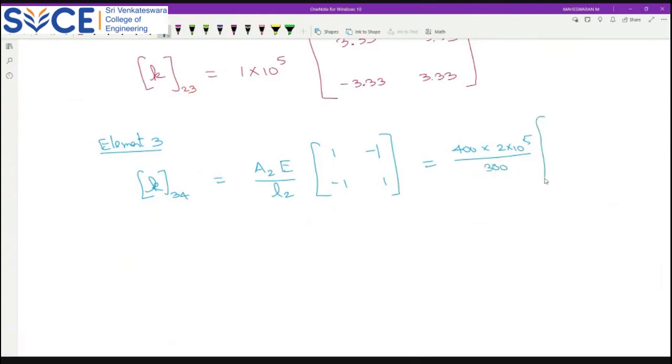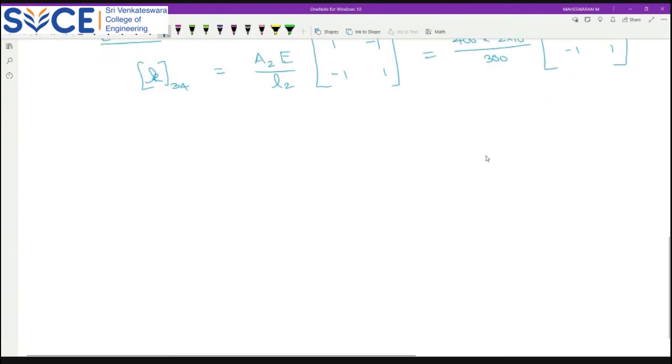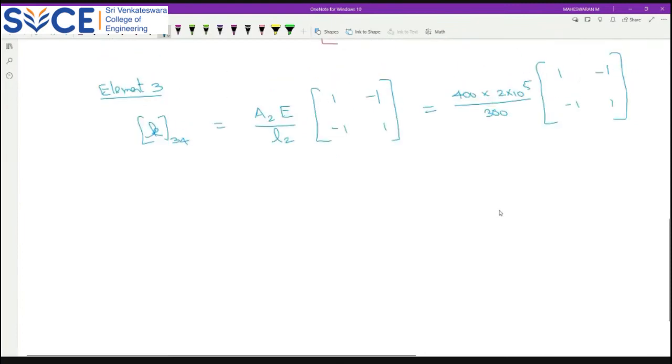So 1, minus 1, minus 1, 1. When you multiply this, what are you getting? So it is 800 by 300. So what will we get? 2.67, sir. 2.67. Okay, so k3 is equal to... it is 2.67 into 10 power 5.